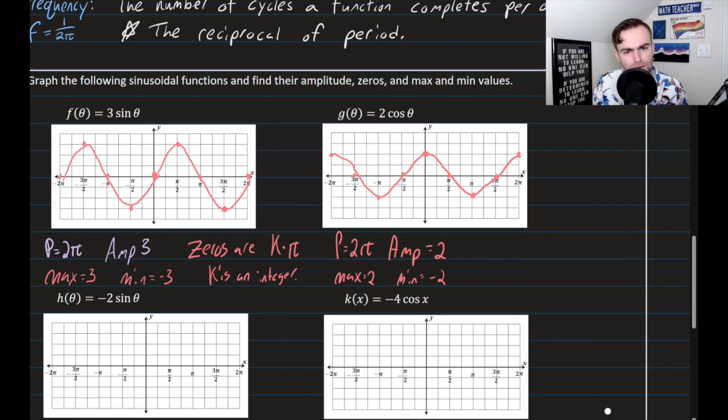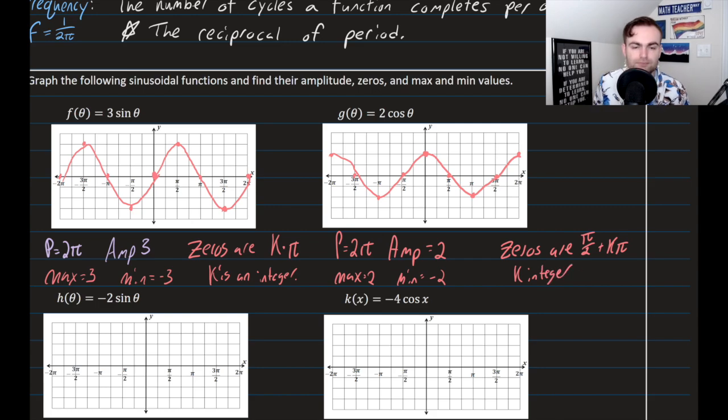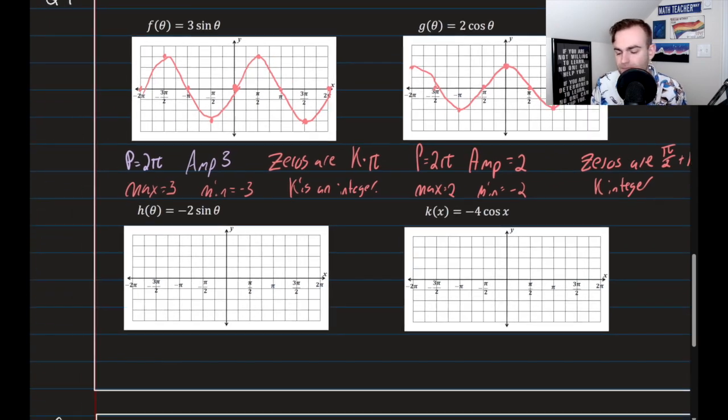The zeros are happening where there's a denominator of 2. So how do we write that one, Mr. Whaley? Well, the zeros are happening first at pi over 2, and then the space between these is all pi. So pi over 2 plus k pi, for k being an integer. You can make that grammatically make sense later, but k is an integer.